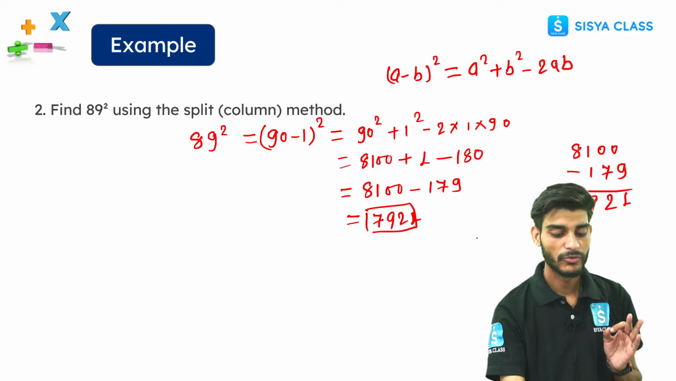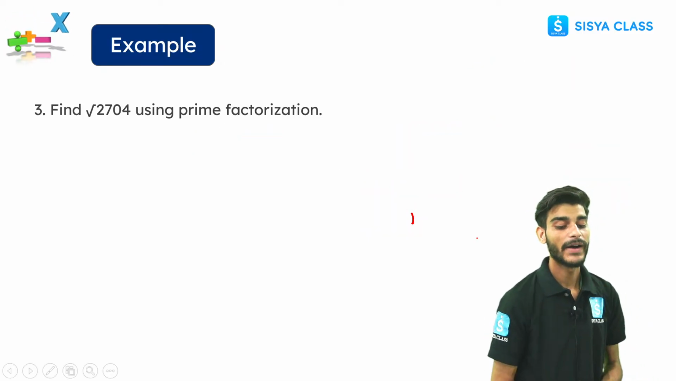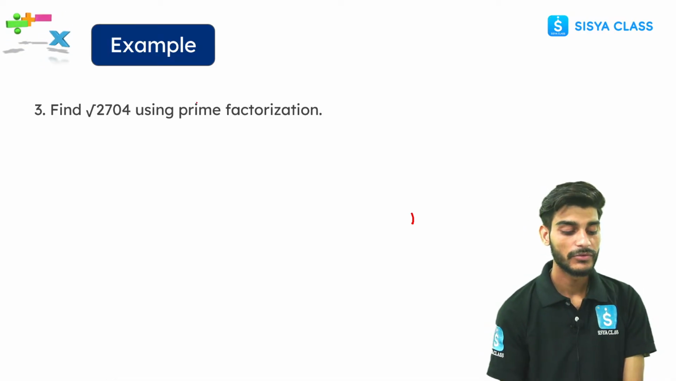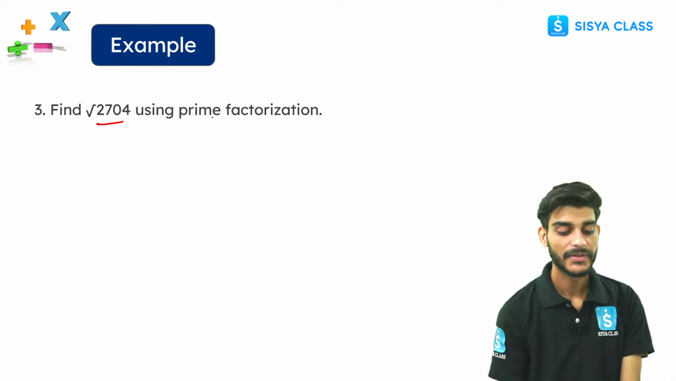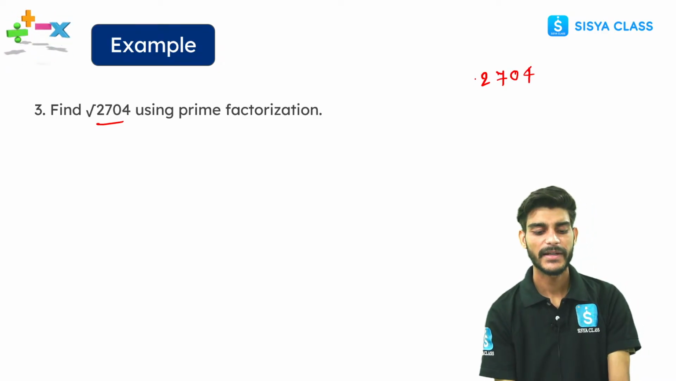So now let's move on to the next question, that is question number 3. You have to find the square root of 2704 using the prime factorization. Can you do it with prime factorization?